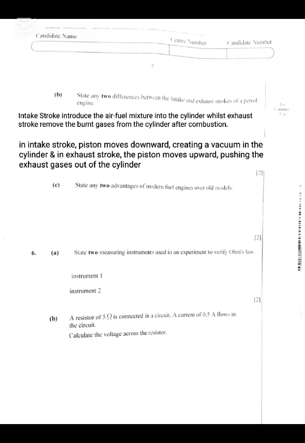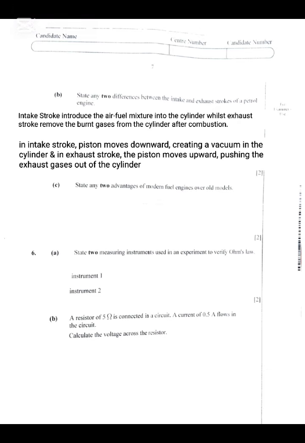And then we can also talk about the valves. In the intake stroke, the intake valve is open, whilst the exhaust valve is closed. And then in the exhaust stroke, the exhaust valve is the one that is going to be open, whilst the intake valve is going to be closed. So these are some of the differences between intake and exhaust strokes of a petrol engine.